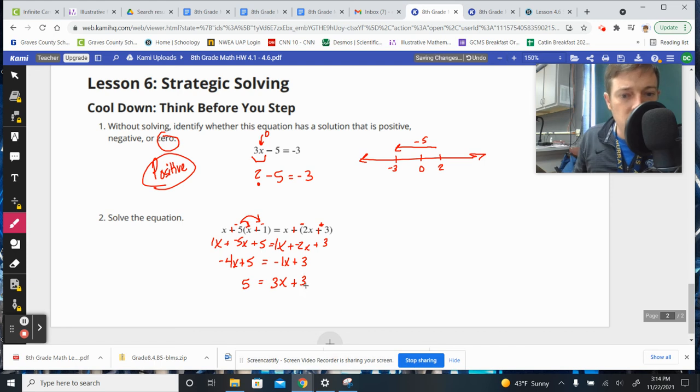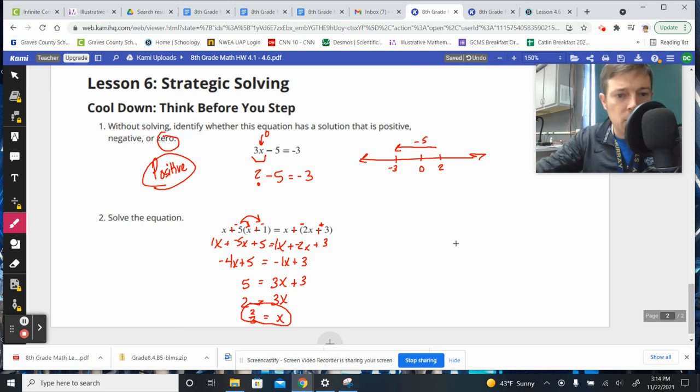And then I'm going to get rid of this 3 by subtracting 3 from both sides, which is going to give me 5 minus 3, 2. That gives me 3x. And then to get my answer, I just have to divide both sides by 3. And whenever I divide 2 by 3, I get 2/3. So there's my solution for that problem. I got 2/3 for x, positive for that answer.